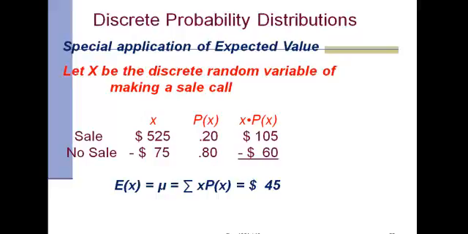So, what is the expected value, the mean or average value that this person can expect to make from any sales call? We take X times P of X, and for a sale, X times P of X gives us $105. For no sale, well, they lose $60. That's $75 times 0.8. So if you add those two together, you come out with an expected or mean value per sales call of $45. Again, that's a very important application. You're going to see it, whether it's in the book or not, you're going to see this application again.